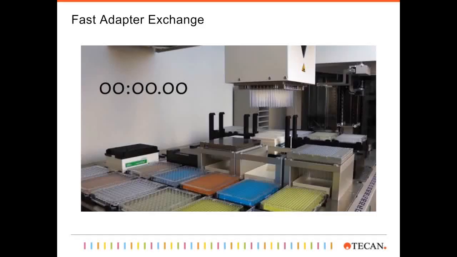Okay, so that wasn't the video that was only showing the fast exchange. That video showed you a little bit more. I actually stole my own thunder there. That video showed off all three arms working in parallel, including the robotic gripper arm, and I'll get to that in a moment. But what you can see in this picture here is the flexible adapter exchange.